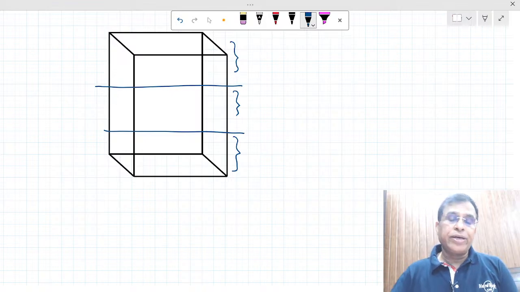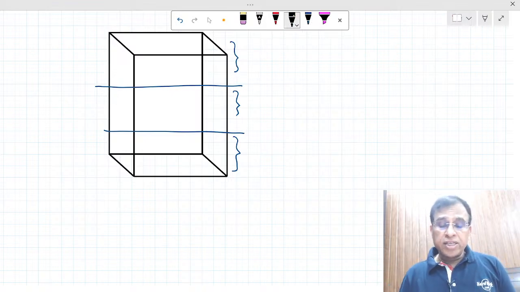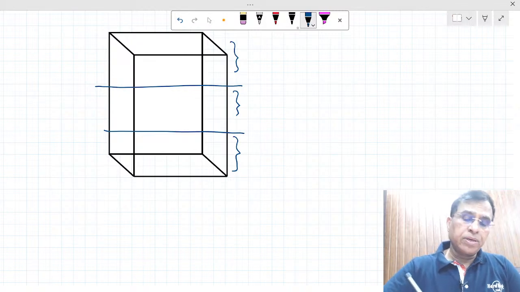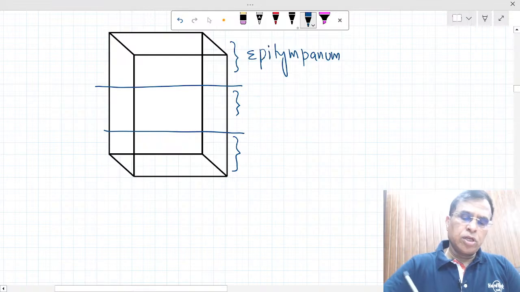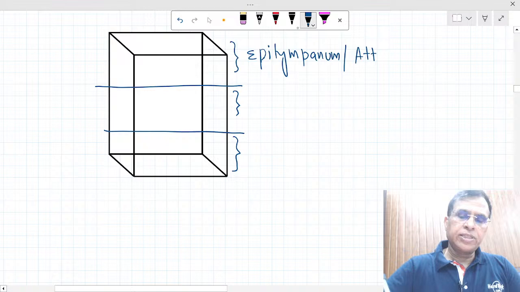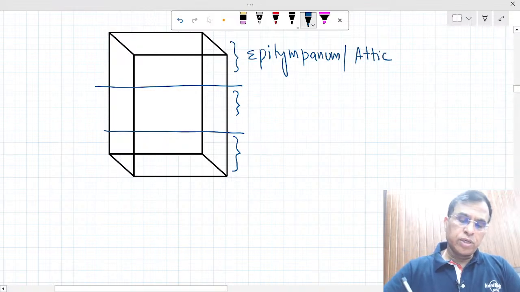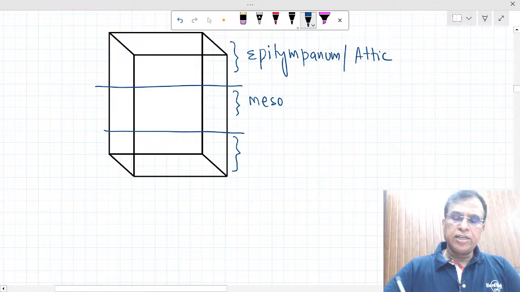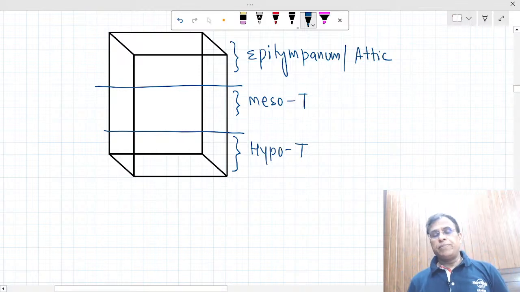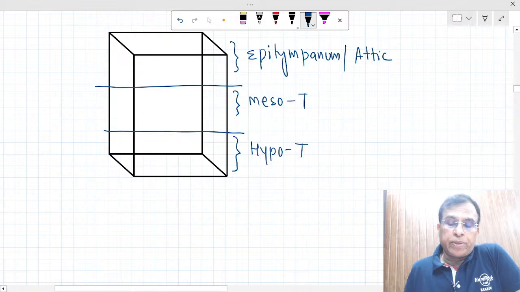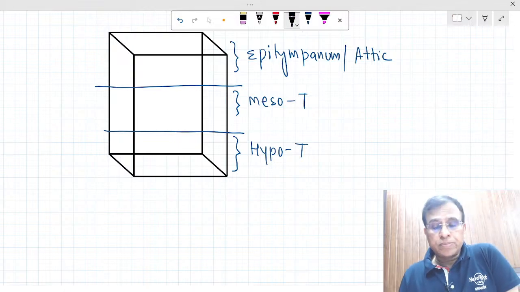Very, very important, right? Now, first thing, the name of the 3 compartments. The upper compartment is called what? Epitympanum. Epitympanum is the upper part of the middle ear, also called attic. The middle is called mesotympanum, T for tympanum, and the lower part is called hypotympanum. So these are the 3 parts of the middle ear: epitympanum, mesotympanum, hypotympanum. And then we'll talk about boundaries.